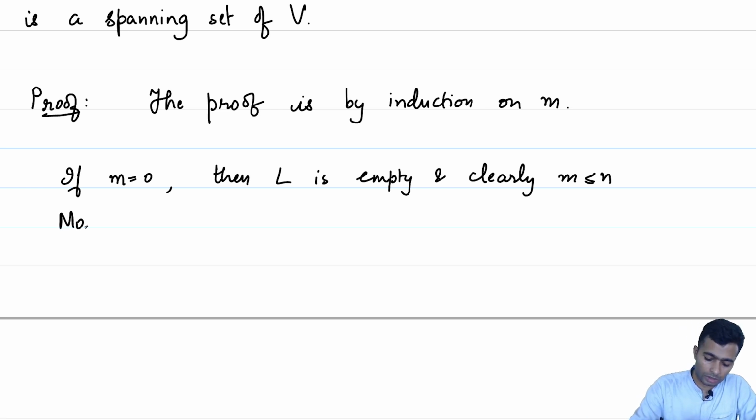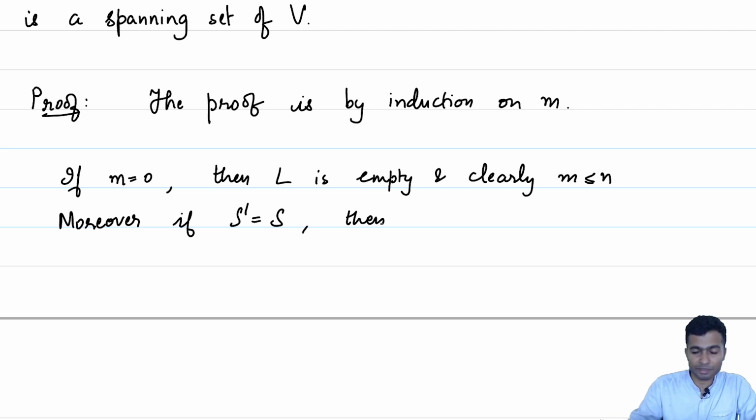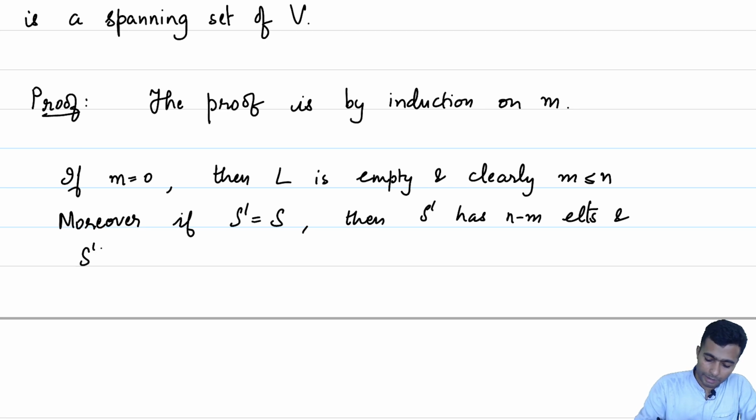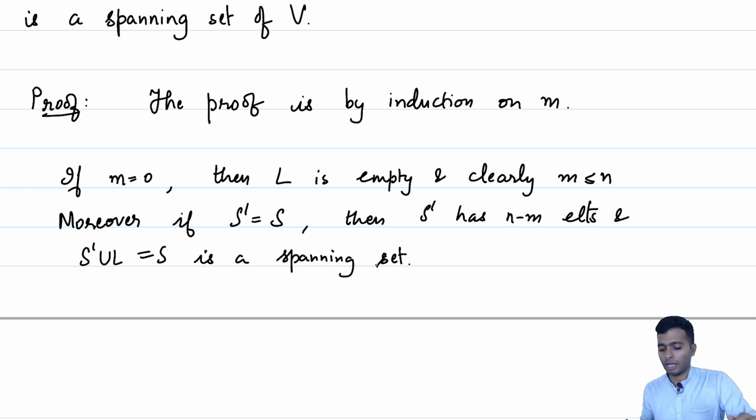Moreover, if S prime is equal to S, then S prime has n minus m elements, because m is 0, S prime has n minus m elements, and S prime union L is equal to S, which is a spanning set, because S is a spanning set. So, the base case when m is equal to 0 is trivially satisfied.